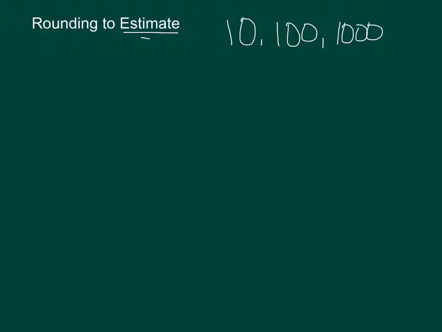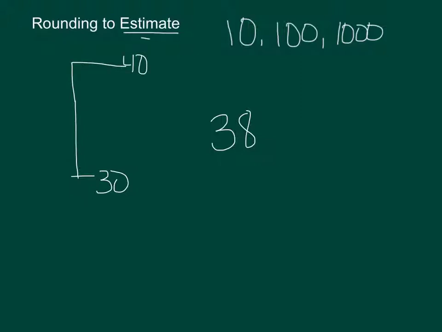But in order to estimate, first I'd like to look at some things about rounding. And round numbers that we're working with, that will help us in our estimation. For example, all the numbers that we can work with fall in between a multiple of either 10, hundreds, or thousands. Let's take the number 38. 38 falls in between 30 and 40. Somewhere in between 30 and 40 lies the number 38.